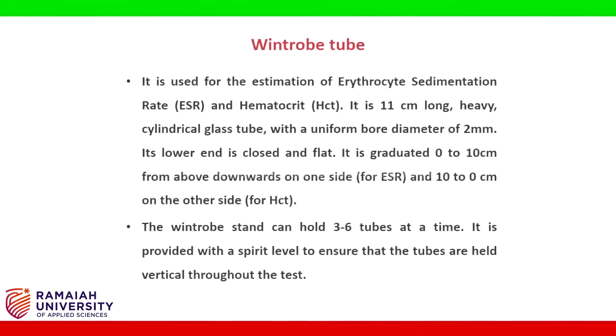Winthrop tube. It is used for the estimation of erythrocyte sedimentation rate and hematocrit. It is 11 centimeter long, heavy cylindrical glass tube with a uniform bore diameter of 2 mm. Its lower end is closed and flat. It is graduated 0 to 10 centimeter from above downwards on one side for ESR and 10 to 0 centimeter on the other side for the hematocrit.